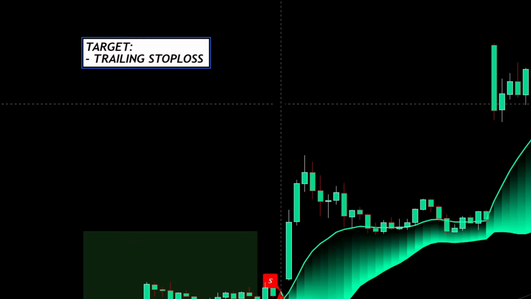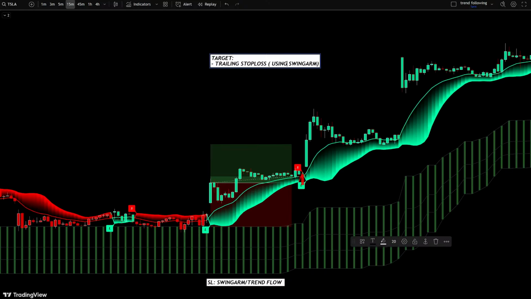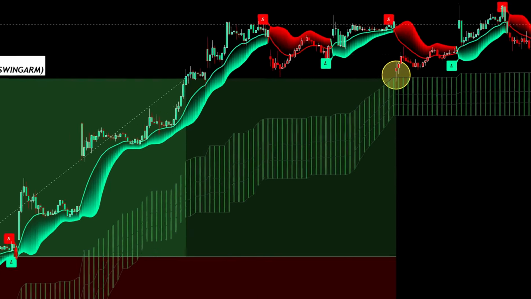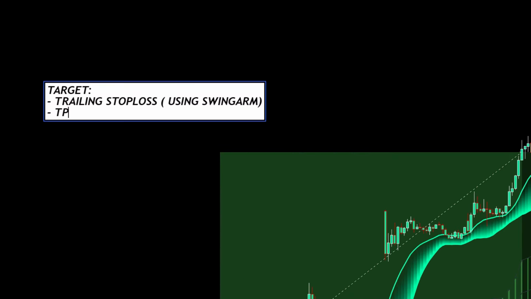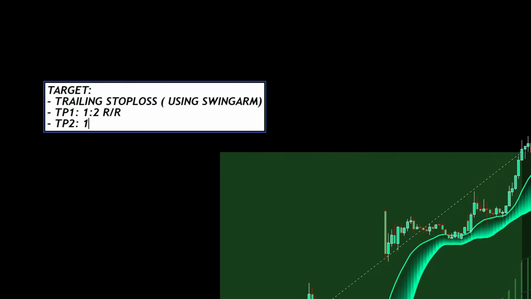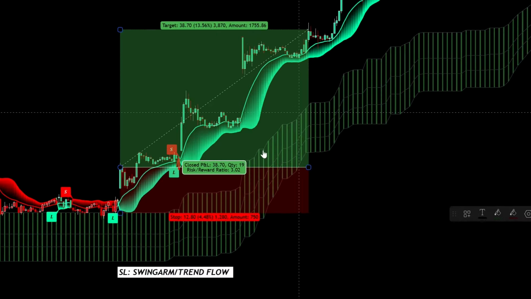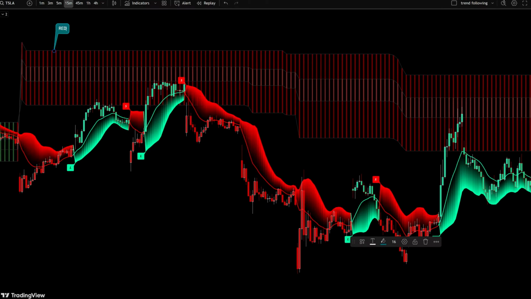You can trail your stop loss along the swing arm ribbon to lock in profits as price moves. Or you can just use fixed risk to reward ratios, taking partial profits at 1 to 2 and the rest at 1 to 3. Both approaches work. The key is discipline. The logic flips for downtrends.